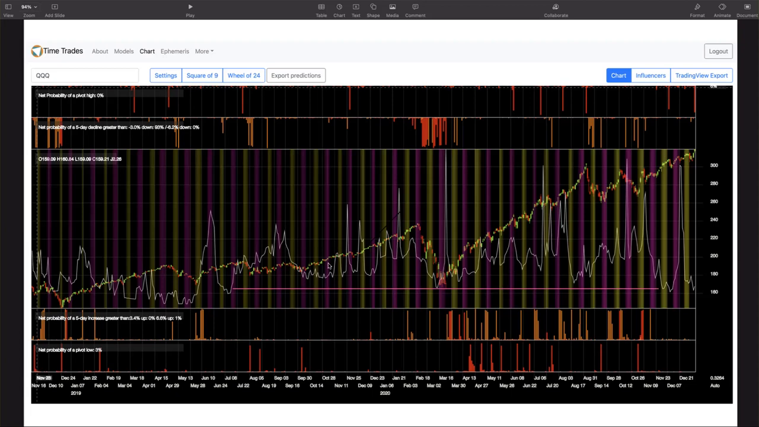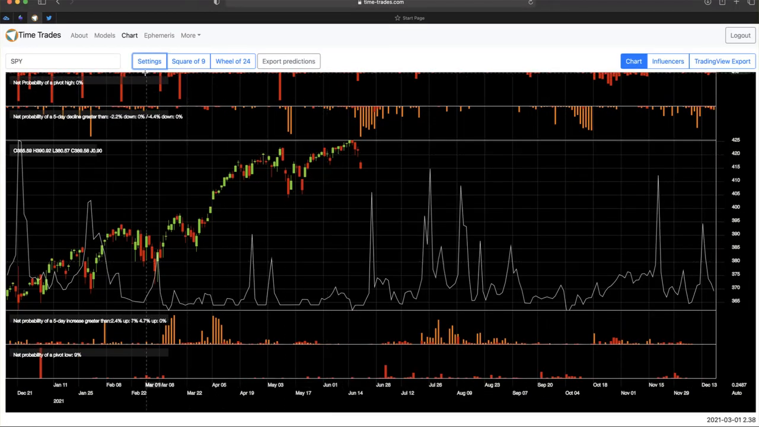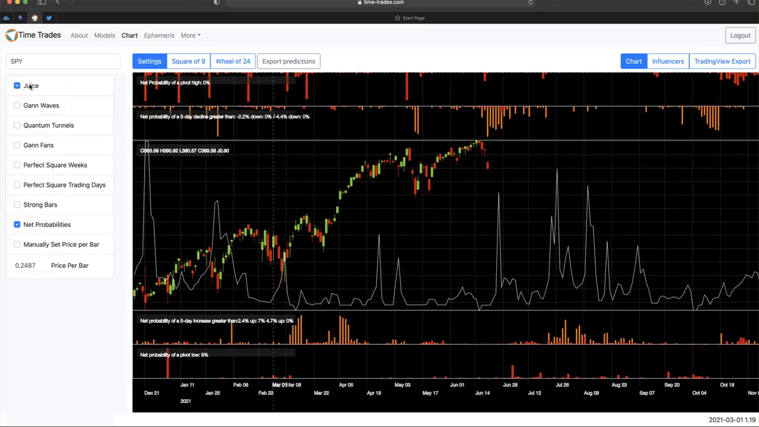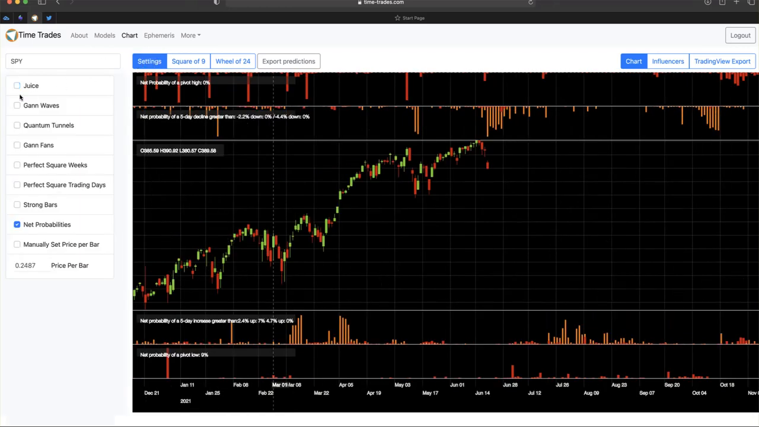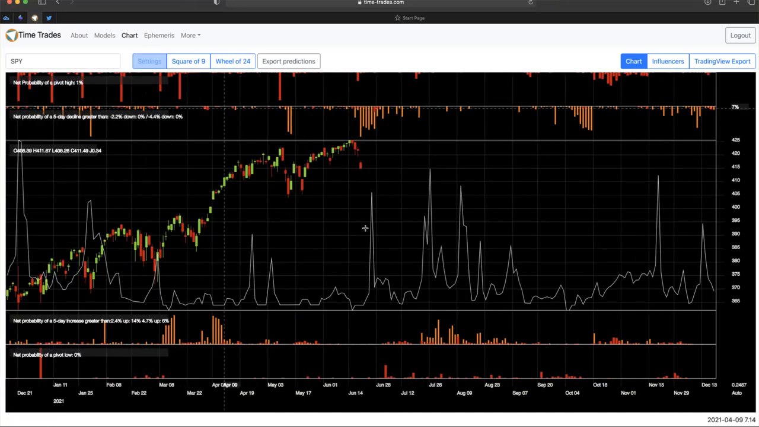Okay, so let's switch over to Time Trades and take a look at this in real life live here. I'm going to start by showing you just how to turn it on and off. It's under settings. It's the first item under settings. We're looking at the spiders and we're going to turn on the juice. I'm going to leave GAN waves off because I just want to keep the screen as simple as possible. So let's walk through this a step at a time here.